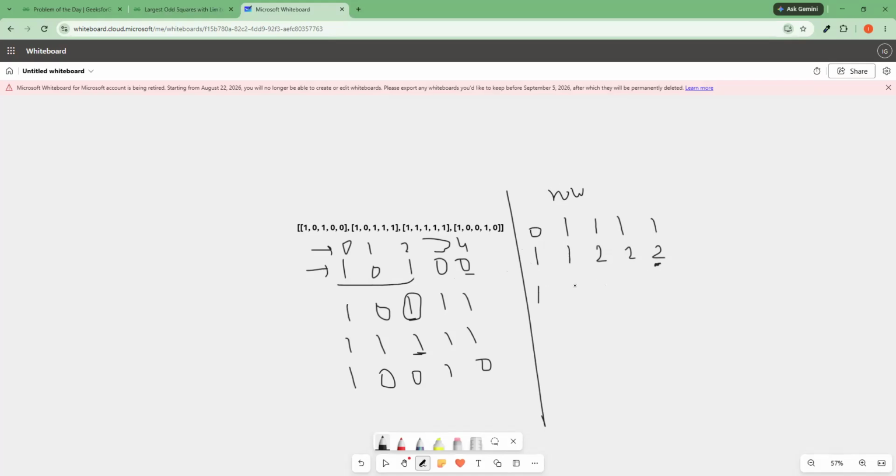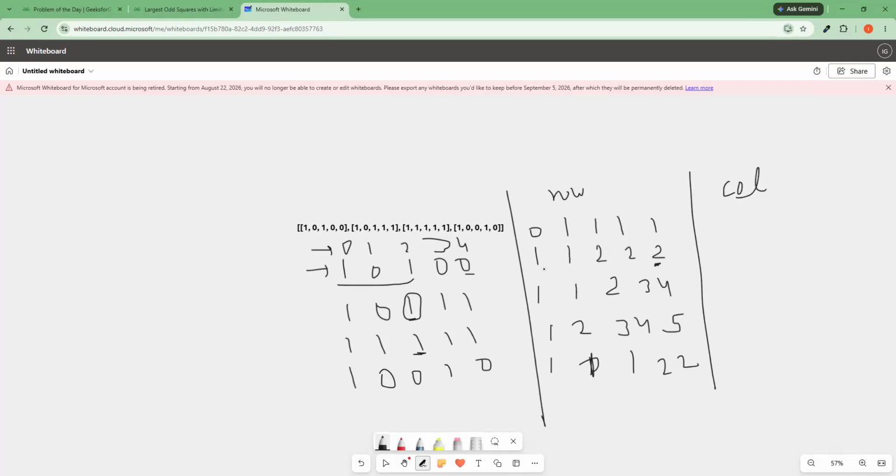Similarly, we can quickly fill this one: one, two, and this three, and this four, and this one, two, three, four, five, and sorry, one, one, two, so two. So this way we found the horizontal prefix sums.